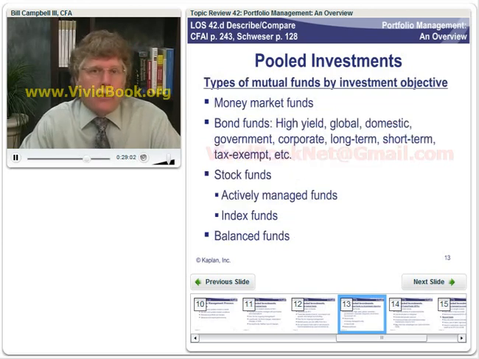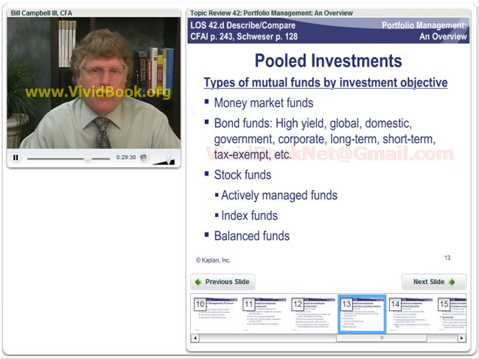We can classify mutual funds by their investment objectives. For example, you might have a money market fund. These mutual funds would invest in short-term securities, maybe short-term treasury bills or commercial paper, very short-term, very liquid, very low-risk investments. You might have a bond fund, and within bond funds there are a million categorizations.